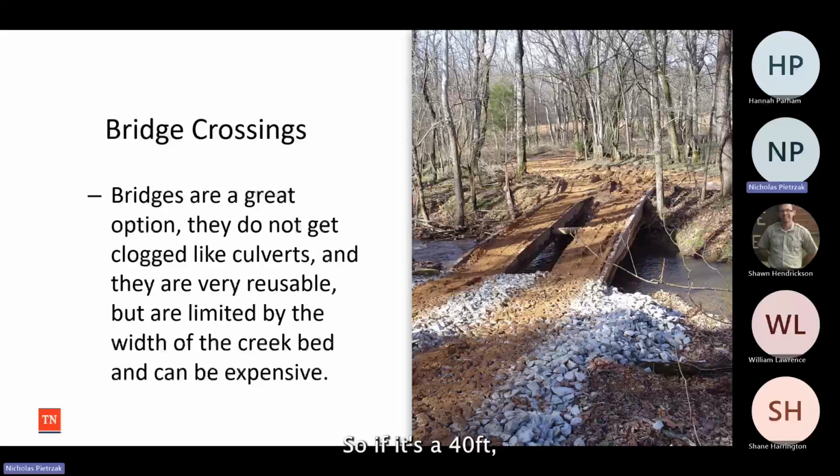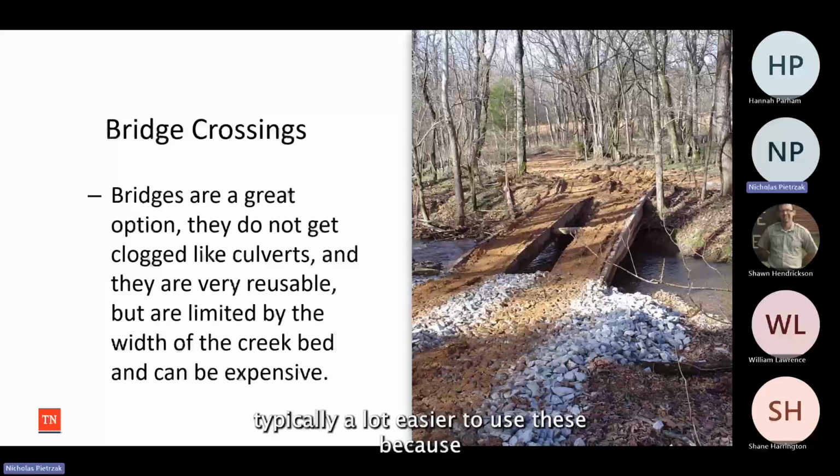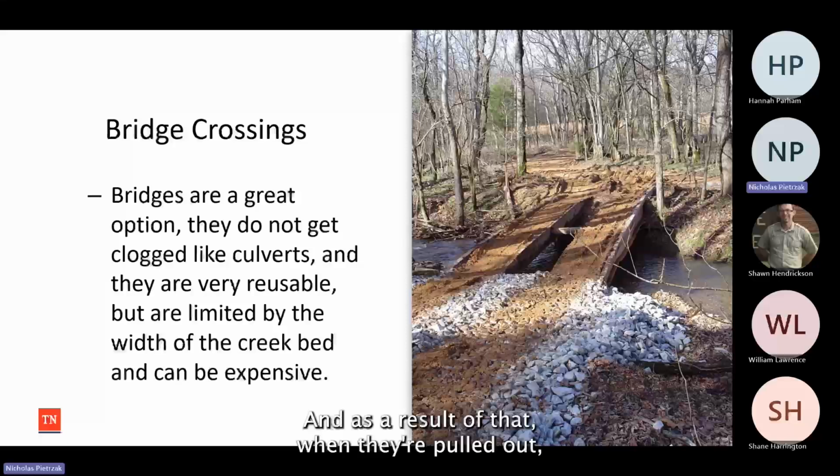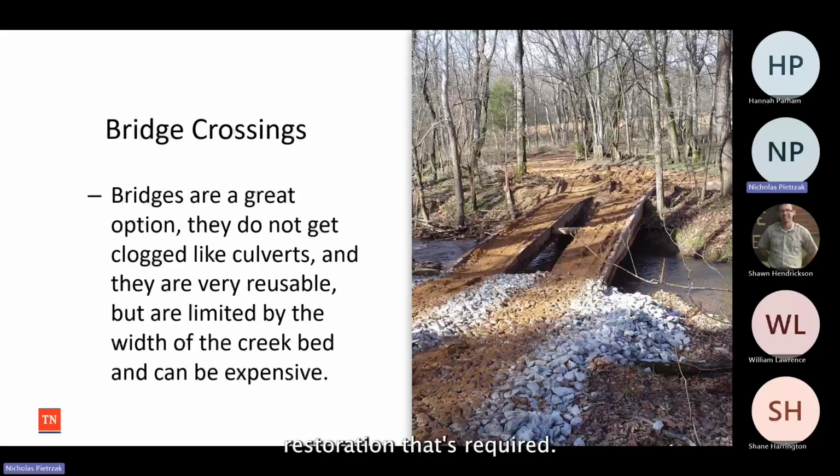So if it's a 40-foot span to cross, then you're going to need 10 feet of overhang on the ends of the bridge to be acceptable and safe to use. They're very reusable. They come in steel and wood variants. It's typically a lot easier to use these because the cleanup is better. You've got to stabilize the banks on the stream ahead of time a bit more to use these, and as a result of that, when they're pulled out, a little bit less bank restoration is required usually.